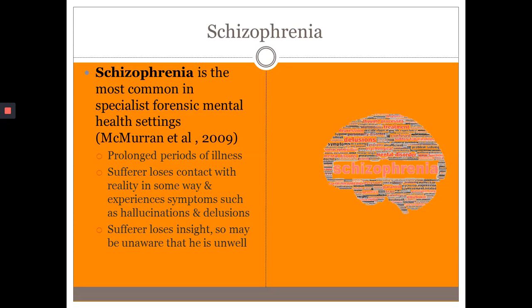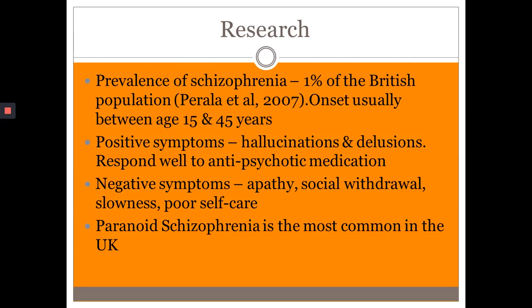In terms of how prevalent schizophrenia is, in Britain it's estimated around 1% of the population will become diagnosed with schizophrenia. In other countries it's rarely much higher than that. Some countries a little bit higher and some countries a little bit lower, but usually around about the 1% for the majority of countries.